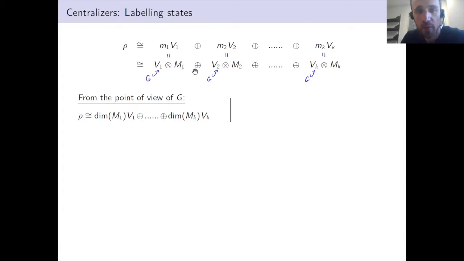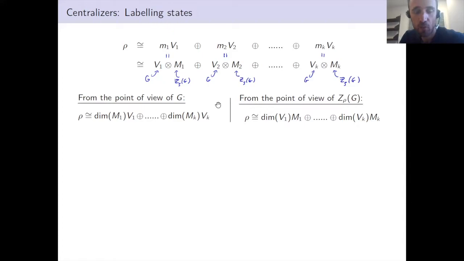But of course, there is a second point of view, kind of dual point of view, which is to look at this representation from the other side, from the point of view of the centralizer itself. So from the point of view of the centralizer, well, it's completely symmetric. The centralizer is only, this is Schur's lemma, permuting the different copies of a single representation. So it's only acting on the multiplicity space, and it's not acting on V1, for example, here. Meaning that the relevant spaces for the centralizer are these multiplicity spaces, and the representations of G become the auxiliary spaces recording the multiplicities from the point of view of the centralizer.